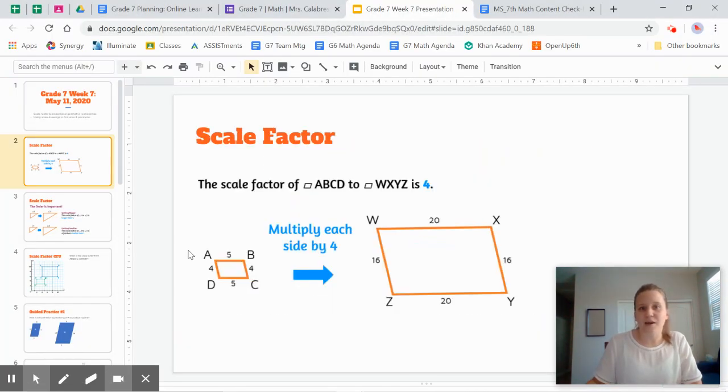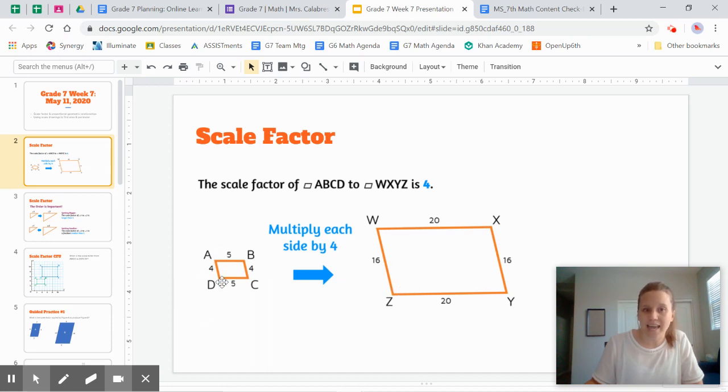Let's start with just a review of scale factor. Scale factor is a factor or a number that you multiply to get from one figure to a scaled copy. So looking at these two parallelograms, they have different side lengths, but their angle measures are the same. It looks like the same shape, just expanded. So these are called scaled copies, and the scale factor is 4. That's because you take each side and multiply it by 4 to get to the new figure.